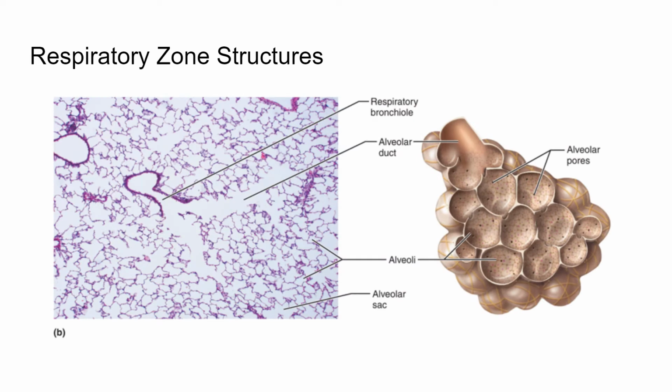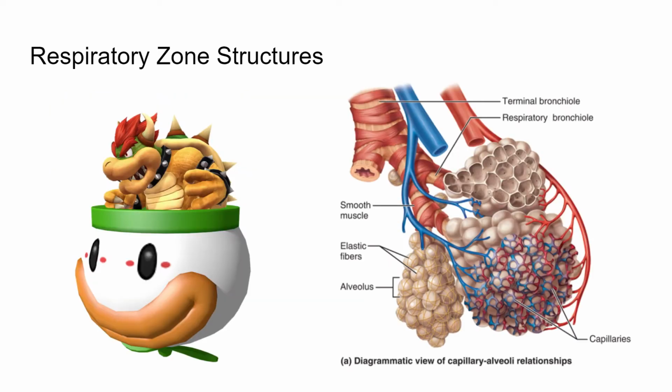Here you see a picture of the alveoli. You can see the little pores where the gases come in, and basically, if we get a better picture here, here we go. All right, so you can see here wrapped around each one of these alveoli are tiny little veins and arteries, tiny little capillaries where the gas exchange is going to be occurring.